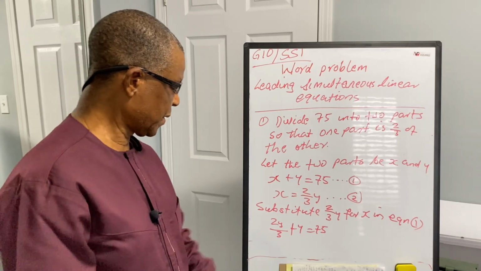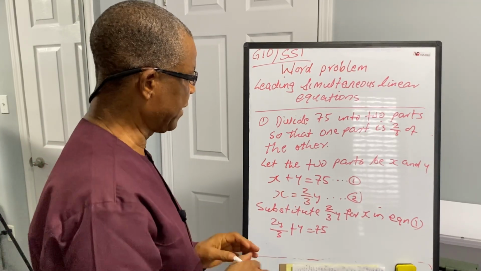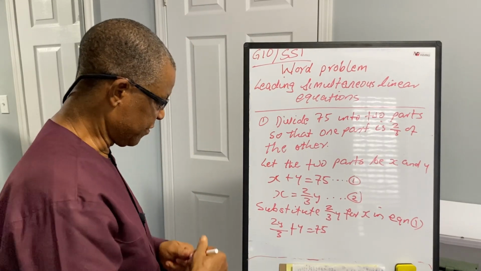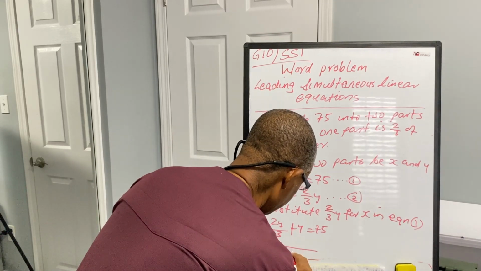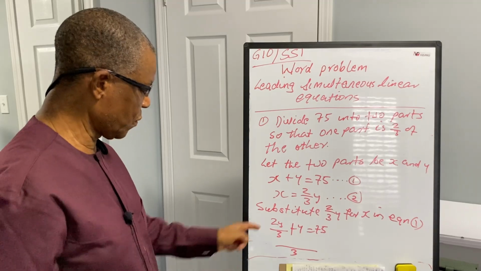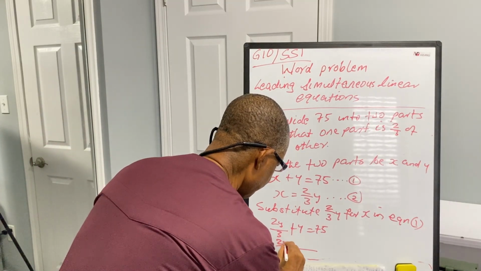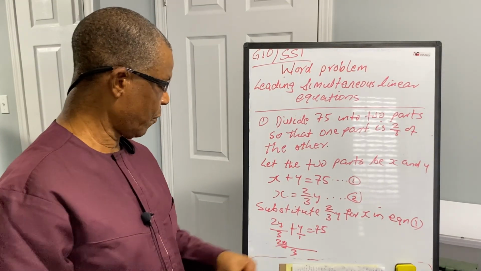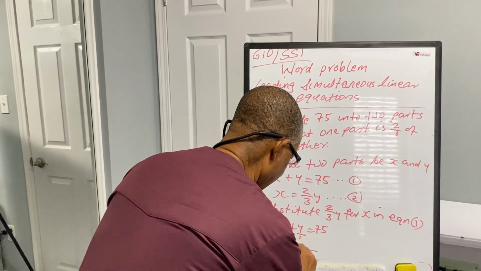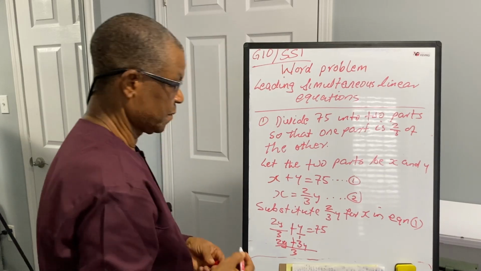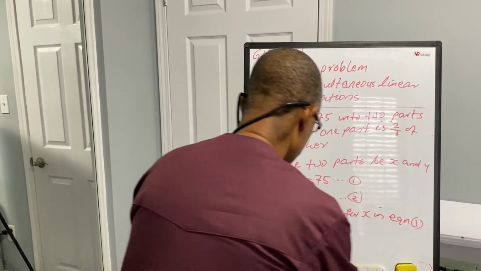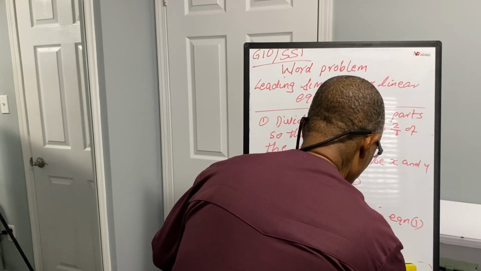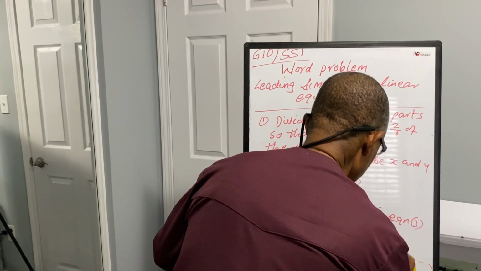What do we do here? We can make this one fraction, and that is by saying the LCM is 3. 3 divided by 3 is 1, 1 times 2y is 2y. By implication, this is 1, so 3 divided by 1 is 3, 3 times y is 3y. So we now have 2y plus 3y is 5y over 3 equals to 75 over 1.